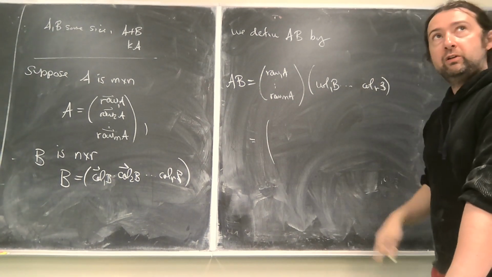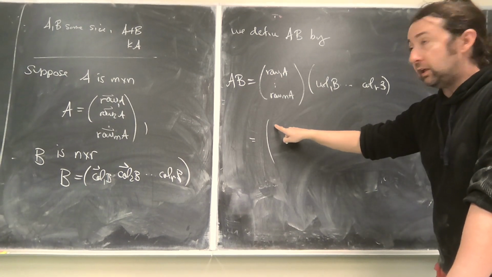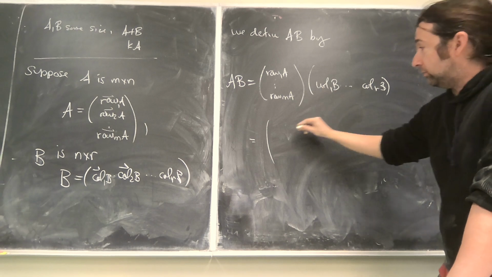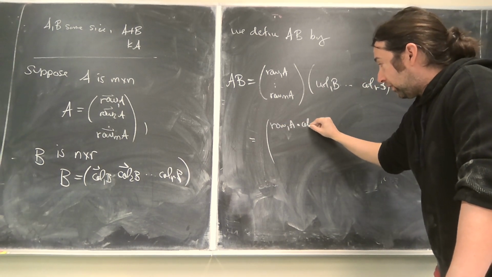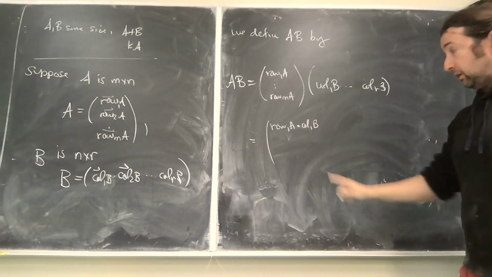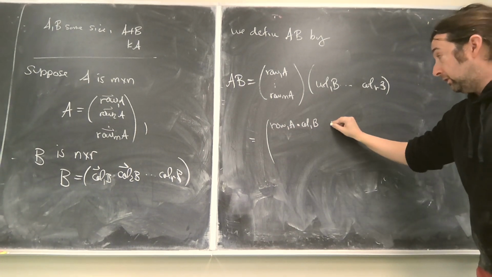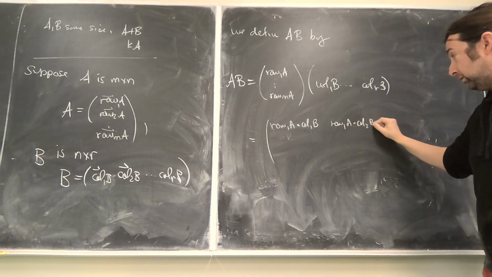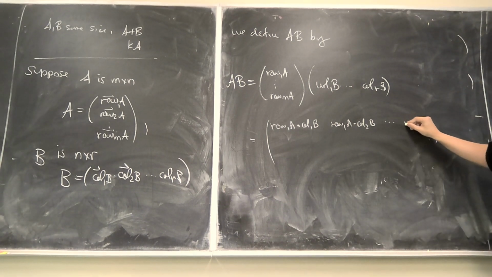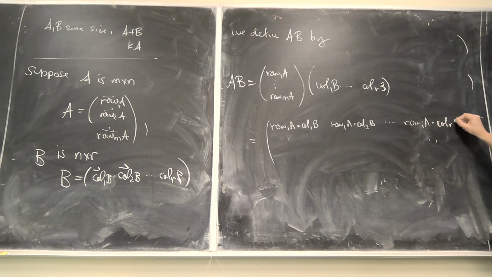The first entry of the product is the first row of A times the first column of B. So in the 1-1 entry, I put row 1 with column 1. So this is row 1 of A dotted with column 1 of B. And I move over to the second column here. So I'm still in the first row. So now it's row 1 of A dotted with column 2 of B. And I keep going until I get to row 1 of A dotted with column R of B.